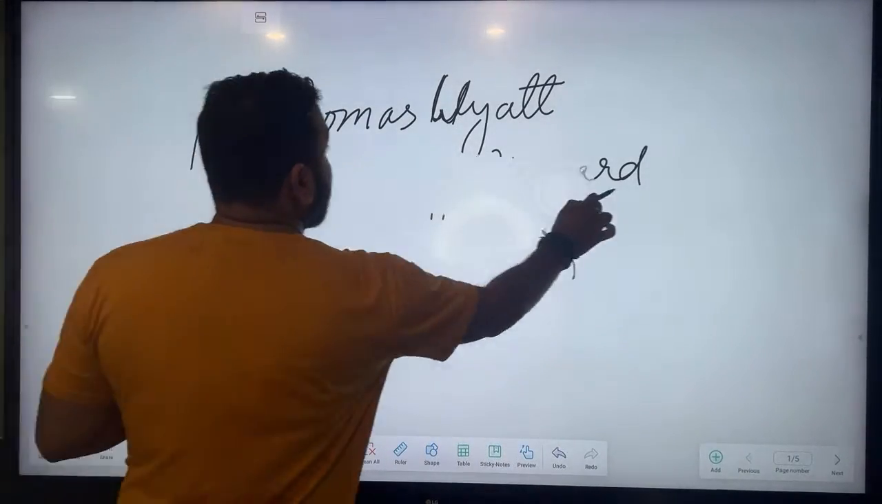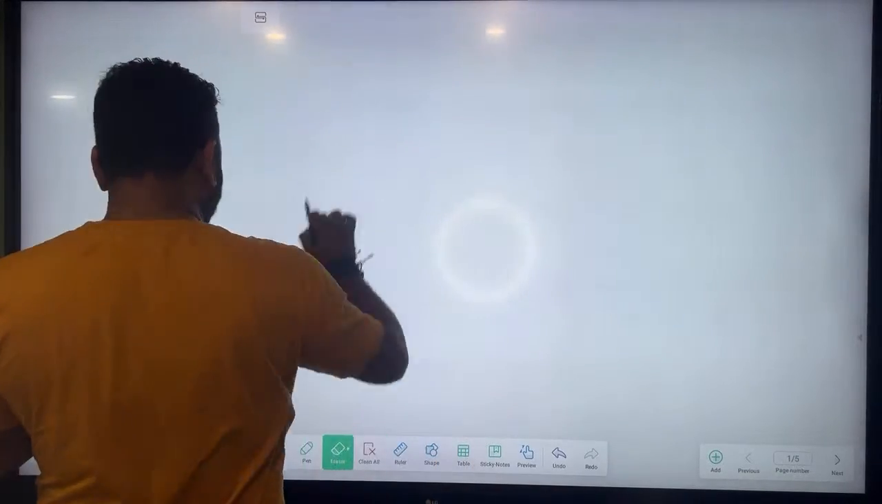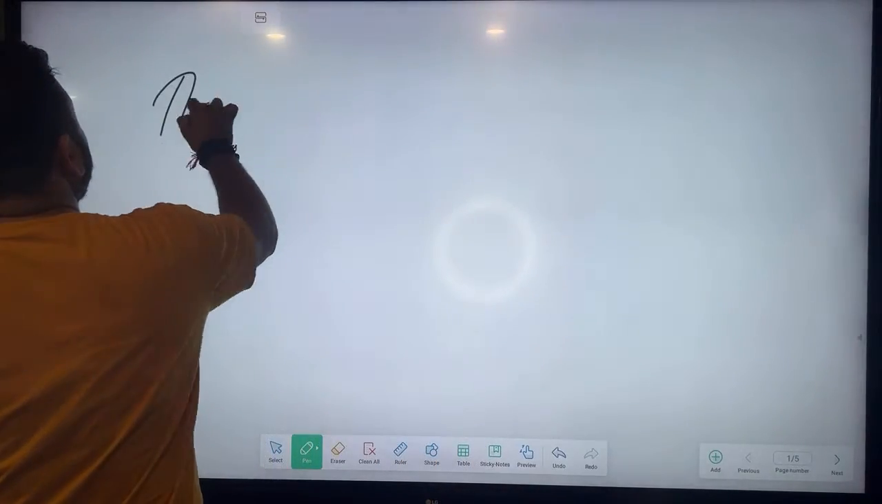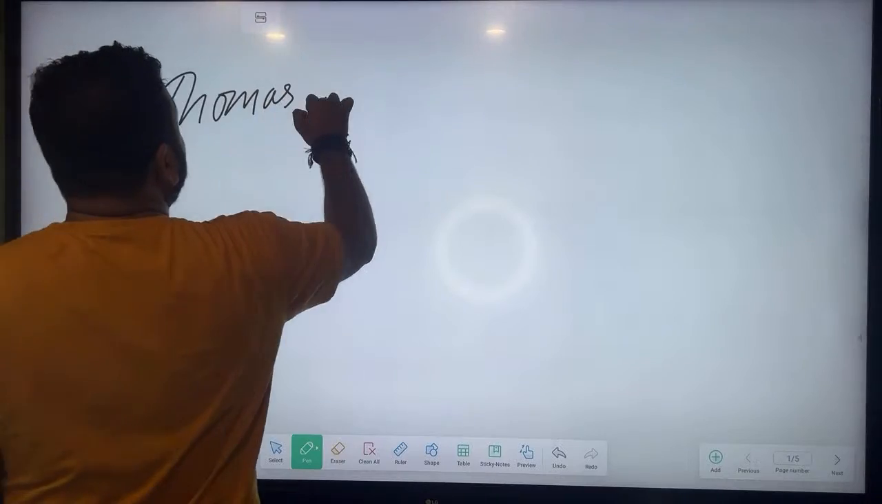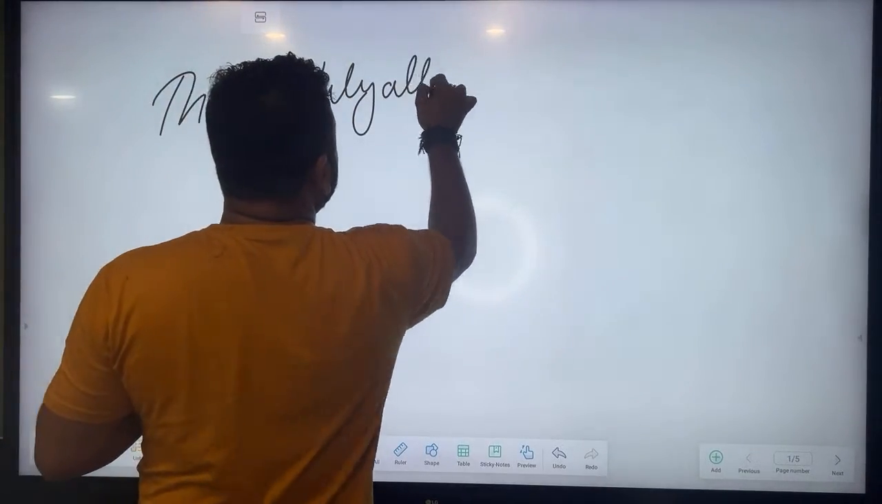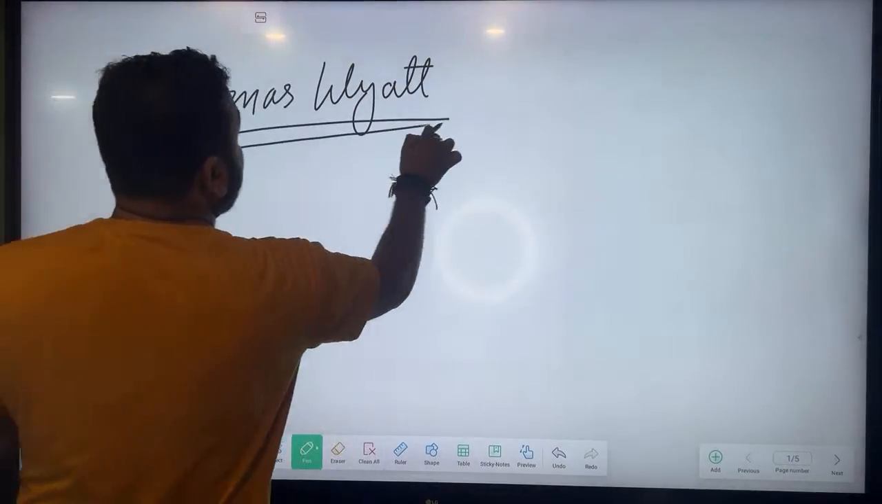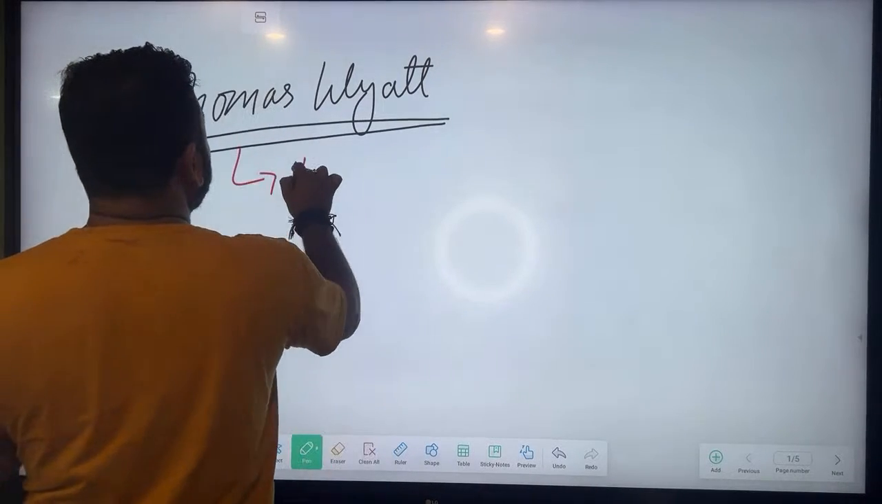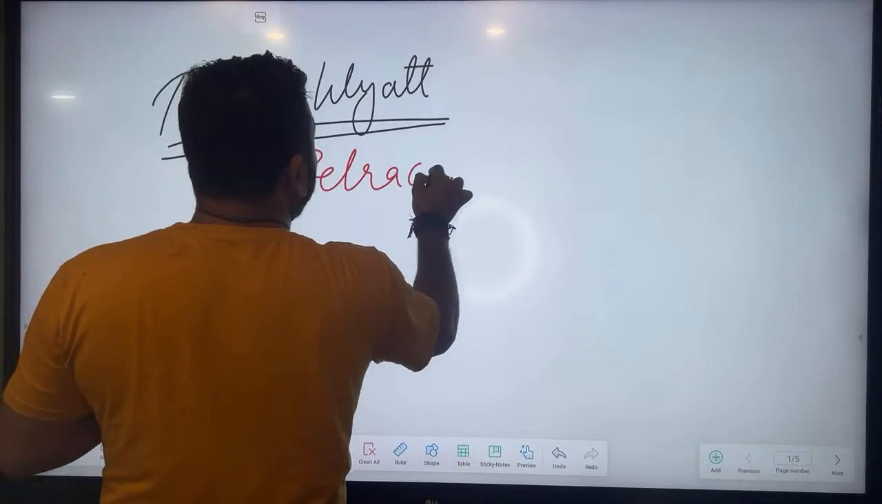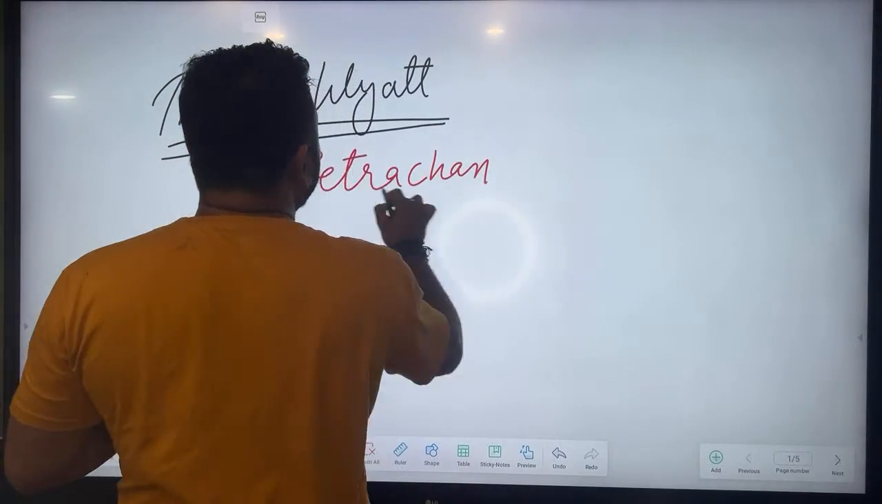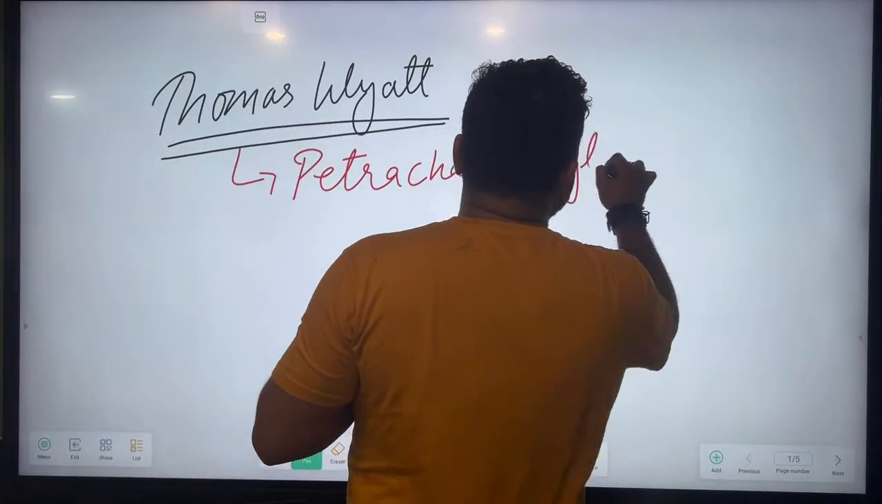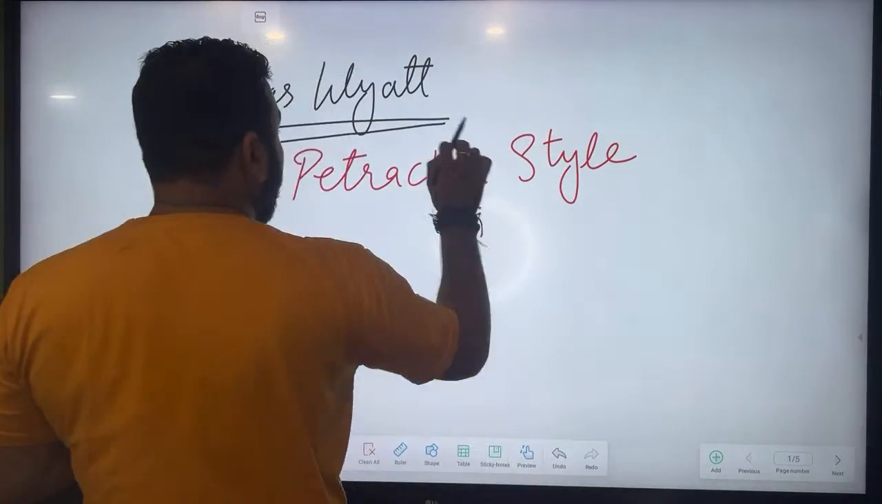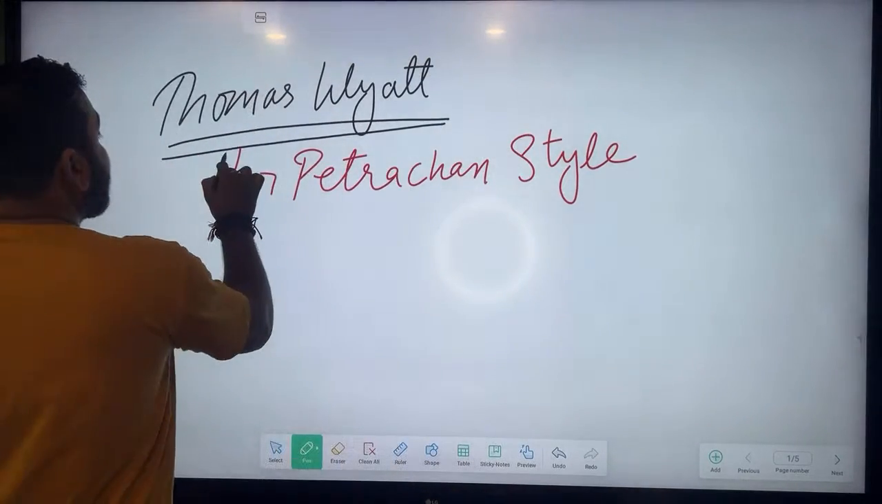let's write like this. Role of Thomas Wyatt. When Thomas Wyatt brought sonnet from Italy to England, he did not do any change and just used Petrarchan style. He did not do any change. He copied it as it is. Petrarchan style.